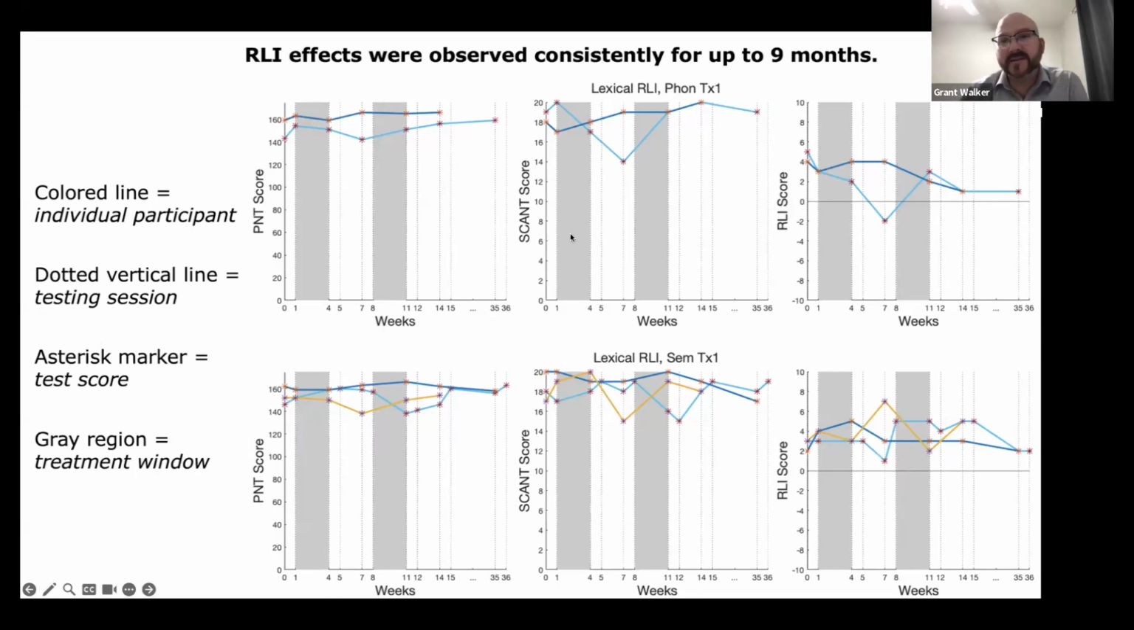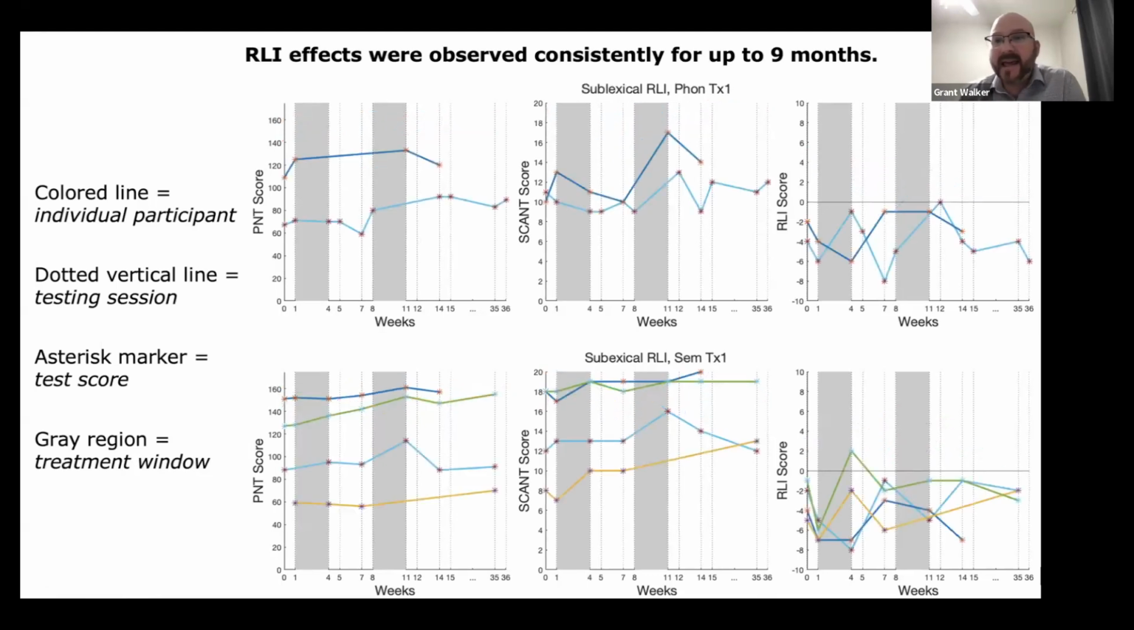And the difference between the top row and the bottom row is that these folks received phonological treatment first. These folks received semantic treatment first. Again, that's beside the point. These folks are doing better on one test than the other every time you test them for 9 months. You get some noise. This is a noisy score, but it's not any more noisy than the scant score. They're both on the same scale of 20 items.